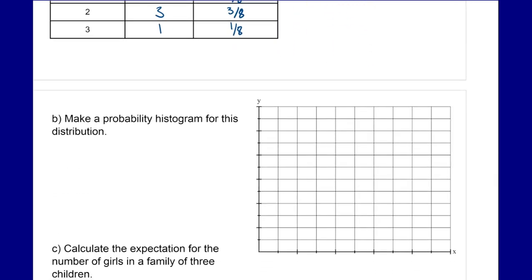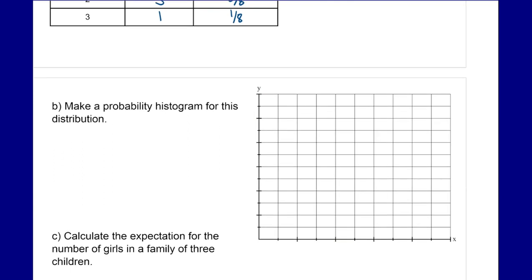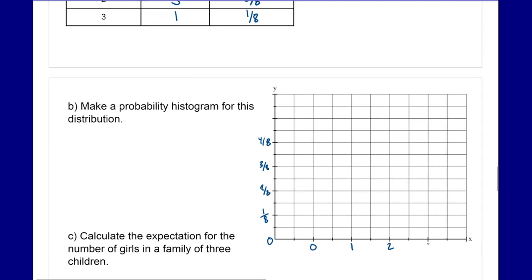Next, we want to create a probability distribution for this. We're going to look at the number of girls on the bottom. This one's going to be a little bit different. So we have 0. We'll just put the fraction 1/8, 2/8, 3/8. As long as our scale is consistent, that's fine. 4/8. And I'm going to move this over a little bit. So I'm going to make it 2 bars. So 0, 1, 2, 3.